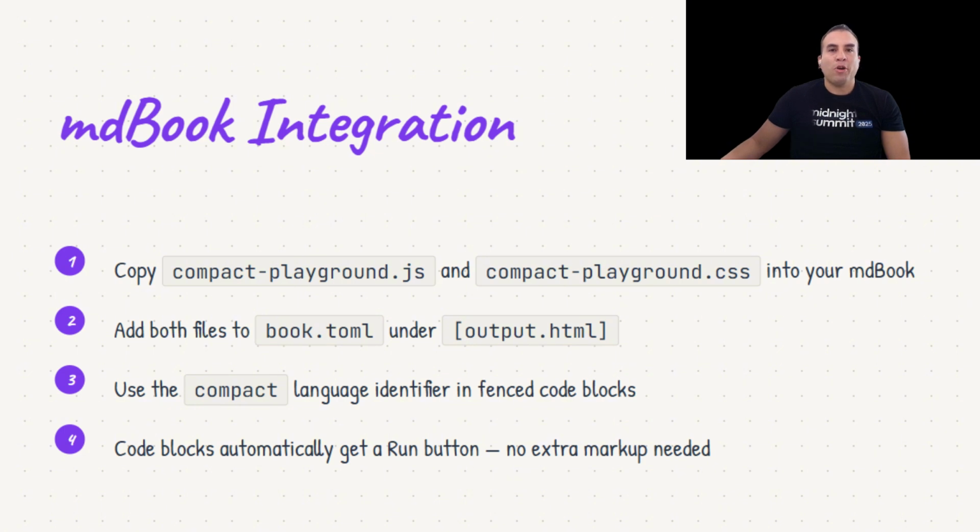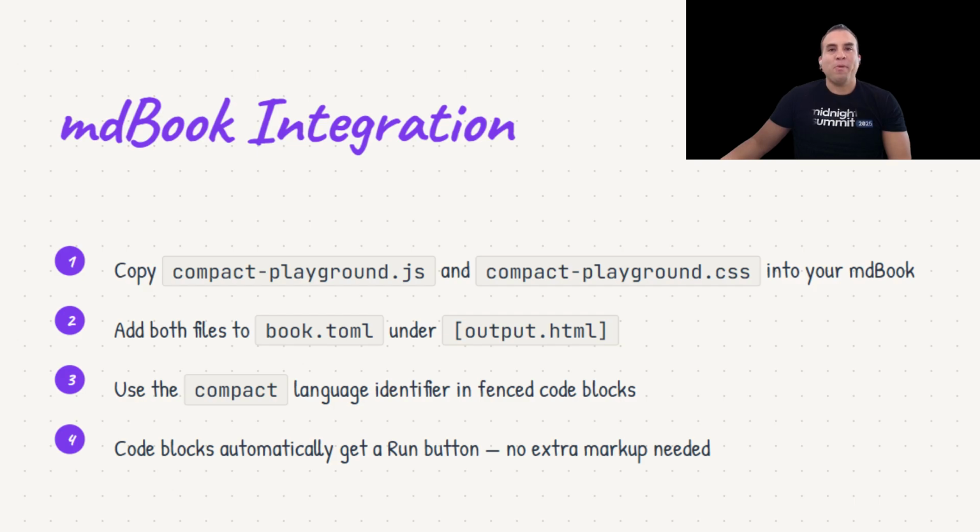Step 1. Copy compact playground JS and compact playground CSS in your MDBook project. Step 2. Add both files to your book TOML under the output HTML section as additional JS and CSS. Step 3. Use the compact language identifier in your fence code blocks. So triple backtick compact instead of triple backtick TypeScript. Step 4. There's no step 4.